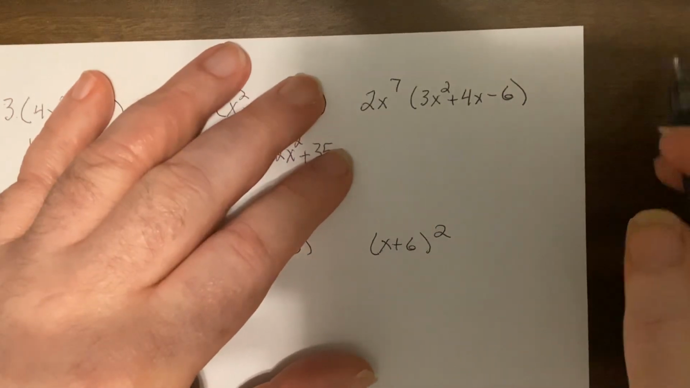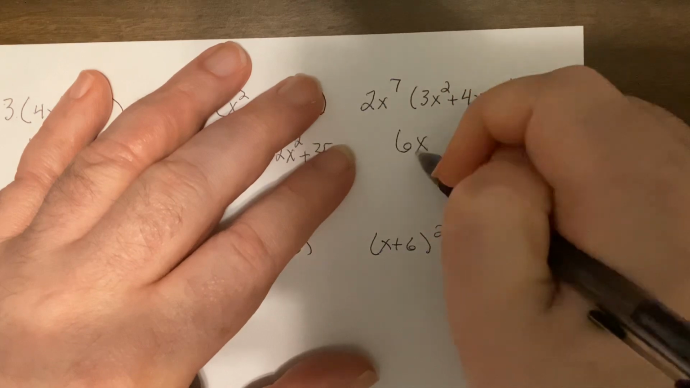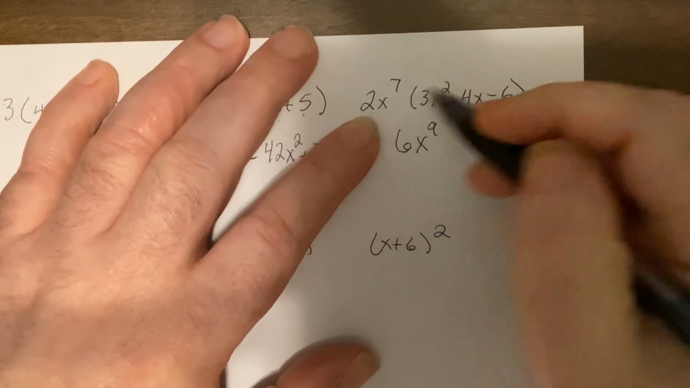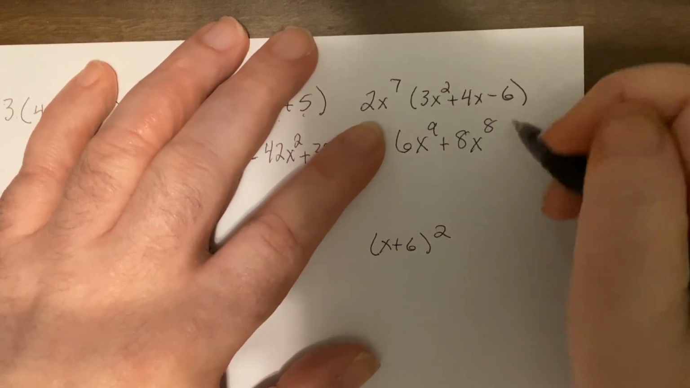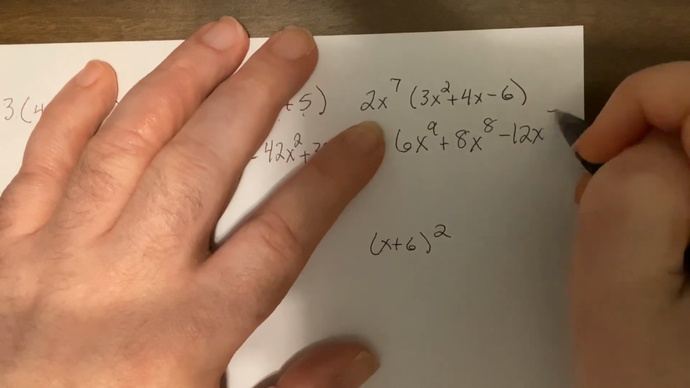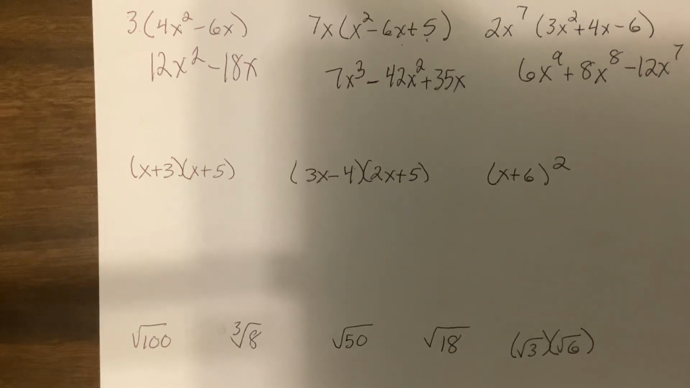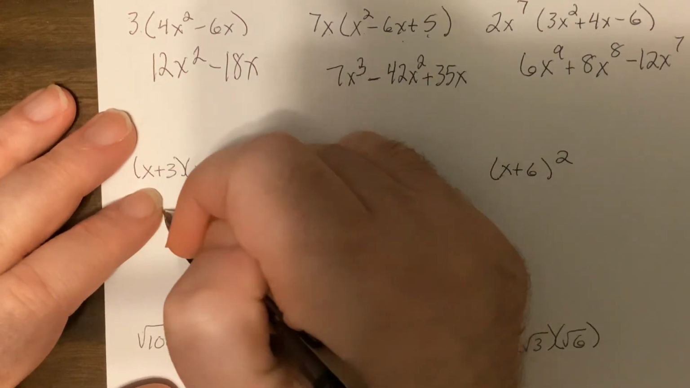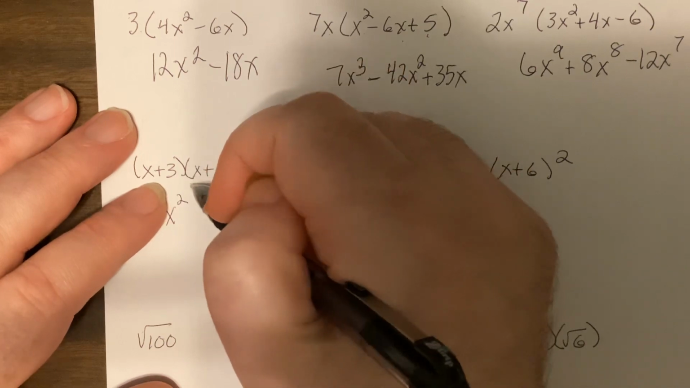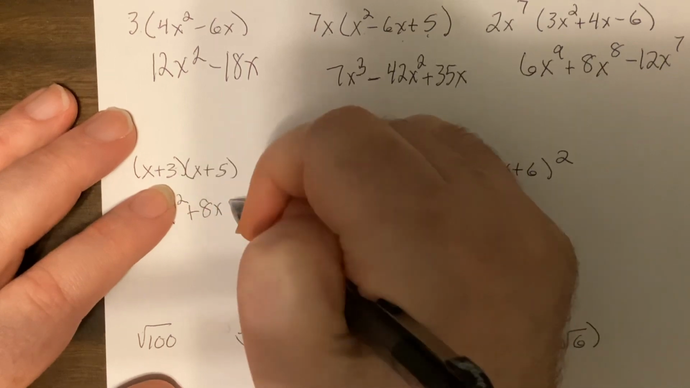So do this one for me, please, and then turn me back on. Okay, so it'd be 6x to the 9th. 2 times 4 is 8. X to the 8th. Minus 12x to the 7th. Then the next line is foiling. I'm not going to spend much time with that. I have a feeling you know how to FOIL. So, it'd be the first term, x and x is x squared. Then inner 3x, outer 5x is 8x. And 3 times 5 is 15.